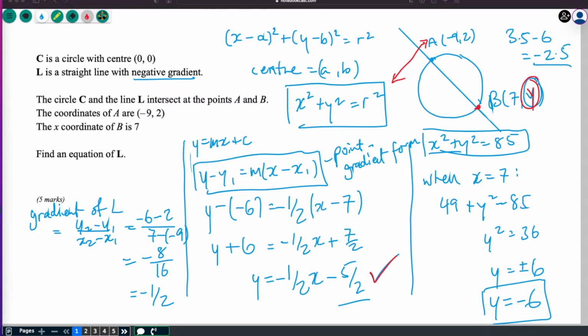Hopefully that helped for those of you that said you weren't a fan of those types of questions. Not the neatest working out ever, but hopefully the explanation made sense.